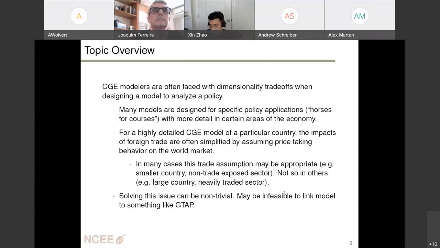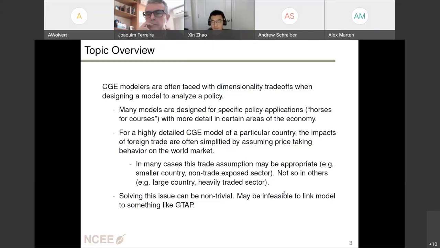One area of this more overarching issue is that for highly detailed CGE models of a particular country, the impacts of foreign trade are often simplified by assuming price-taking behavior on the world market. This assumption can be appropriate for smaller countries or non-trade-exposed sectors, but not in others, if you're modeling a large country, for instance the United States, or a heavily traded sector.